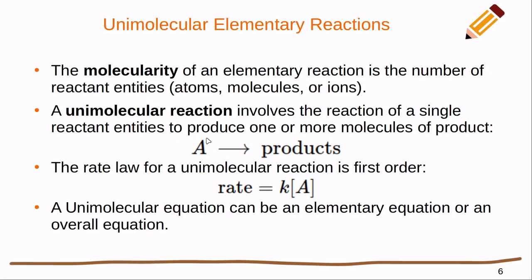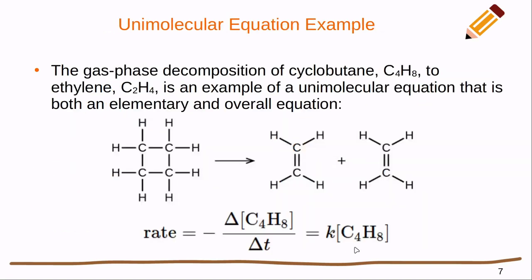Okay, so if I just have A here and it's going to go and produce products all on its own, that is unimolecular. There's only one reactant entity. The rate law for a unimolecular reaction is first order. Okay, what that means is that if I know the elementary reaction here, and it's unimolecular, the rate is just going to be a first order rate that depends on A. Let's look at an example of that.